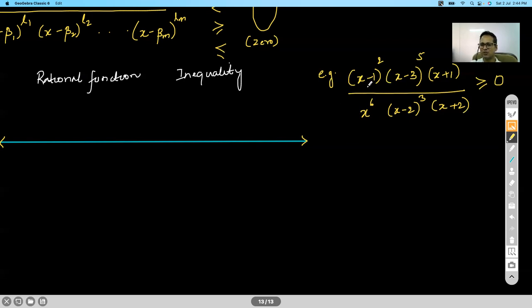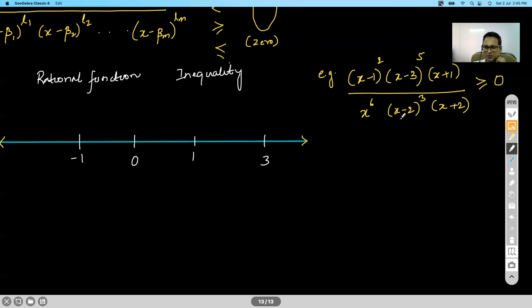So what is the zero of this guy? What is the zero of x minus 1? You understand the meaning of zeros, right? Zero is basically that number which makes the entire expression become zero. What is the zero of x minus 1? 1, correct? So make a 1 on the number line. Let's say I put it over here. What is the zero of x minus 3? 3. So let's say 1 is here, 3 is here. What is the zero of x plus 1? Minus 1. Let me put it somewhere over here. What is the zero of x to the power 6? 0. Let me put it here. What is the zero of x minus 2 whole cube?